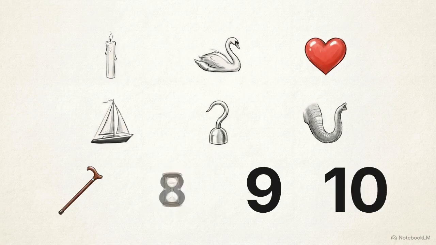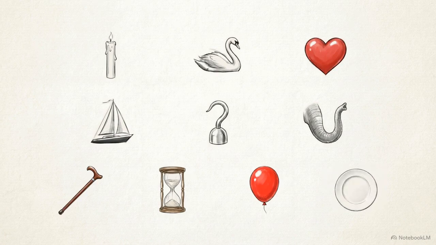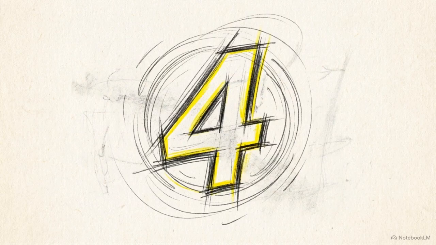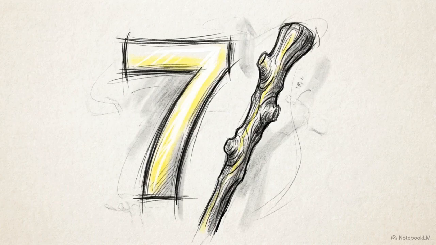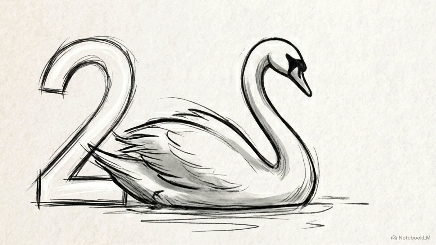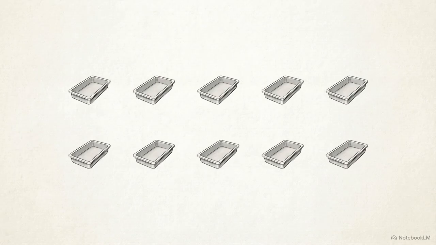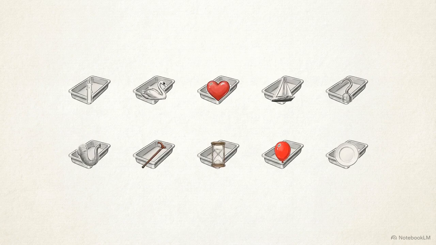The 2 stacked loops of an 8 form an hourglass. The 9 is a red balloon on a string, and the 10 is a flat, round dinner plate. Test that immediately. Picture a 4. What is it? It's the yacht. Now the 7. That's your walking stick. The 2, the swan. By mapping these shapes, you have created a 10-point visual index. These points are now available to act as anchors for any data you choose to hang on them.